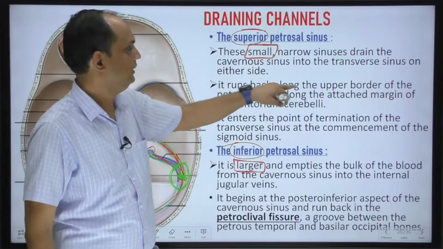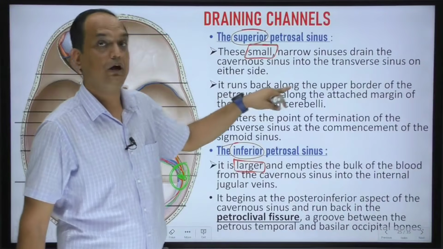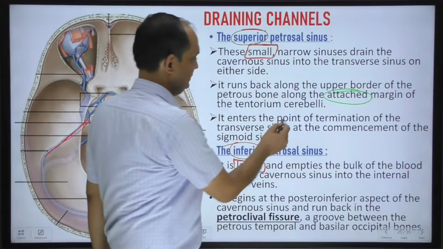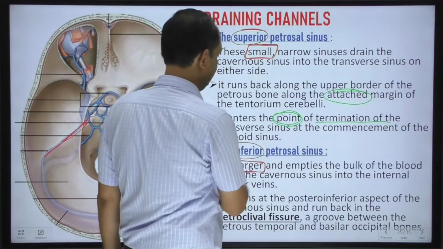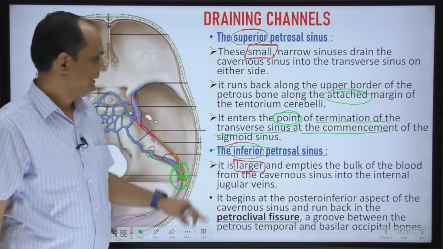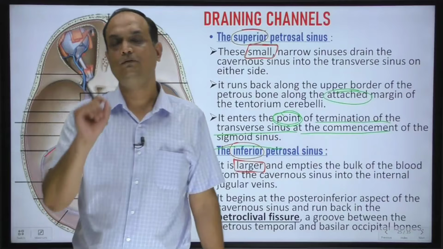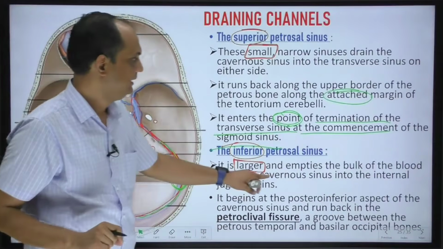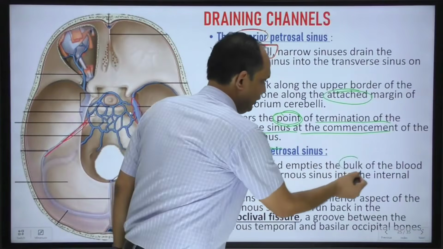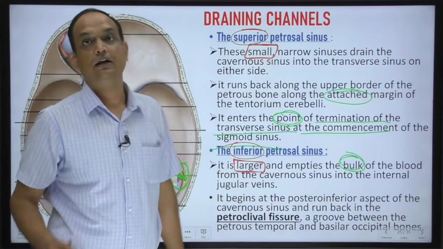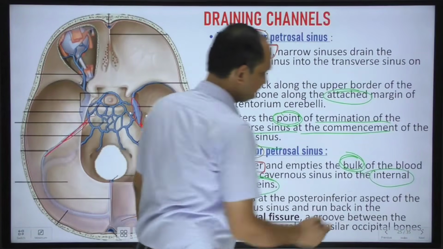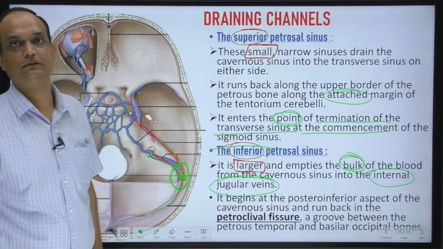So it runs back along the upper border of the petrous bone, along the attached margin of the tentorium cerebelli, and it enters at the point of termination of the transverse sinus at the commencement of the sigmoid sinus. Clear? Then you will have the inferior petrosal sinus. The inferior petrosal sinus is a larger sinus and it empties the bulk of the blood. The majority of the blood from the cavernous sinus drains into the internal jugular vein. So this is the question of your exam, where is the opening of the inferior petrosal sinus.